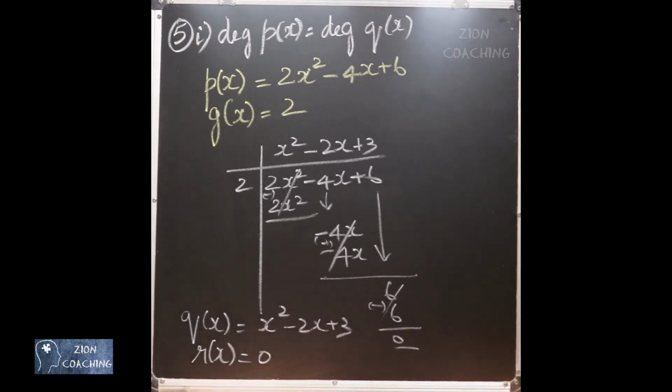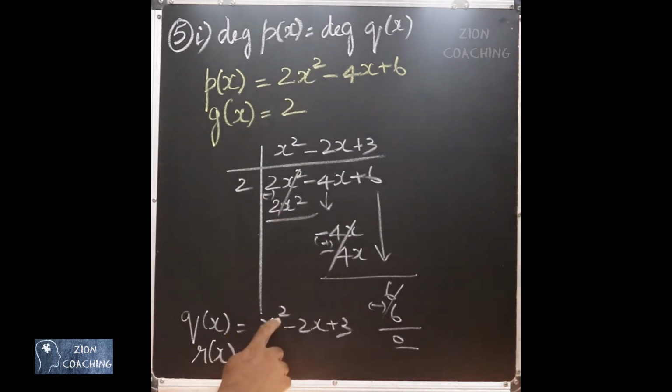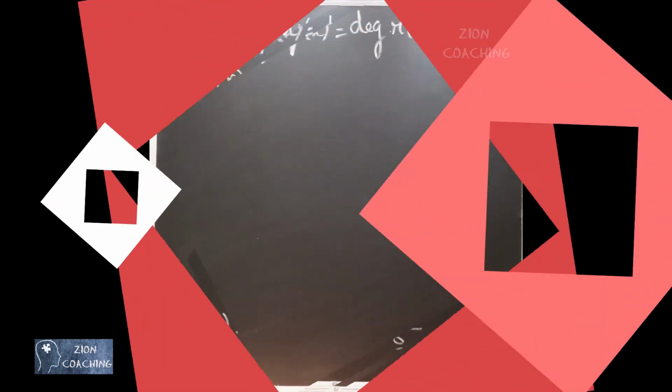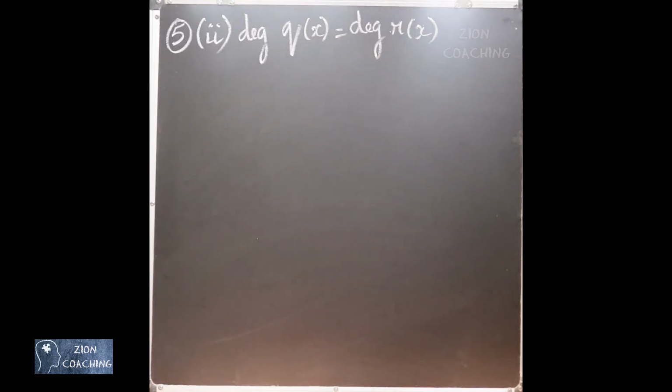Now you can see that we have found two polynomials, p of x and q of x. The degree of p of x is 2 and the degree of q of x is also 2. Now in this subdivision, we have to find two polynomials, q of x and r of x, so that their degrees are equal. And we should also see to it that the division algorithm is satisfied.